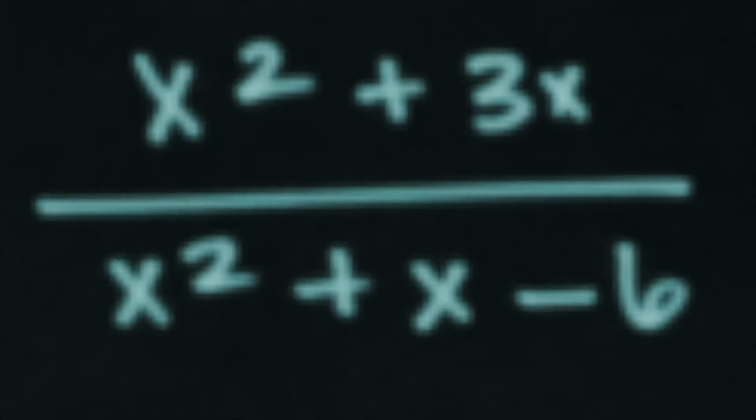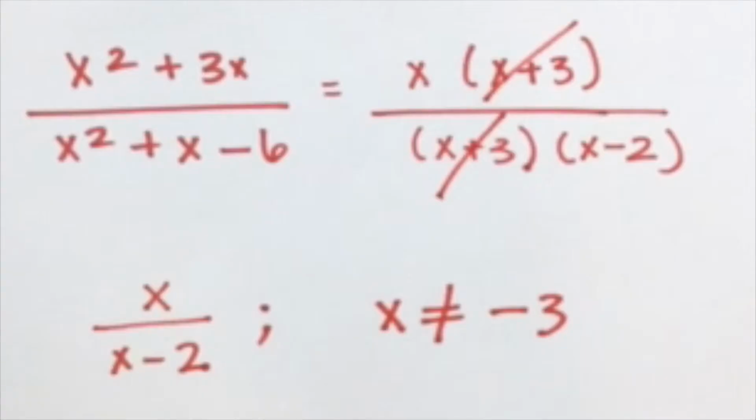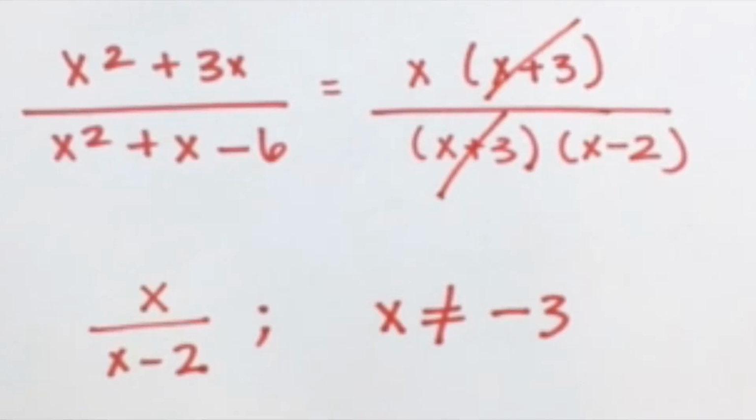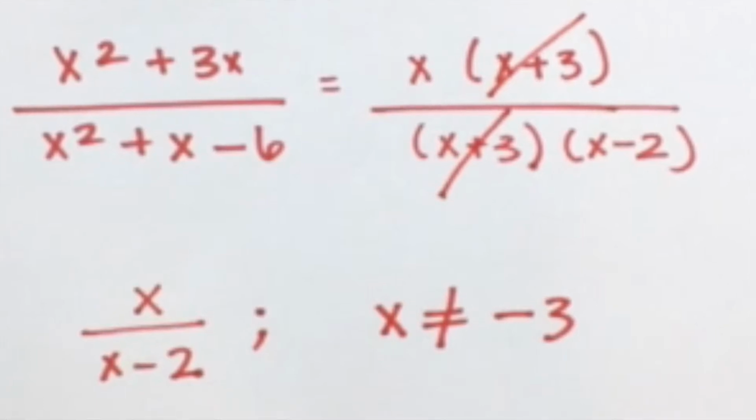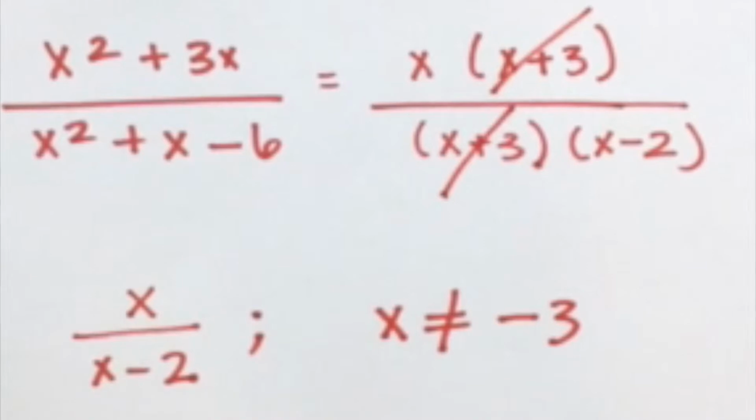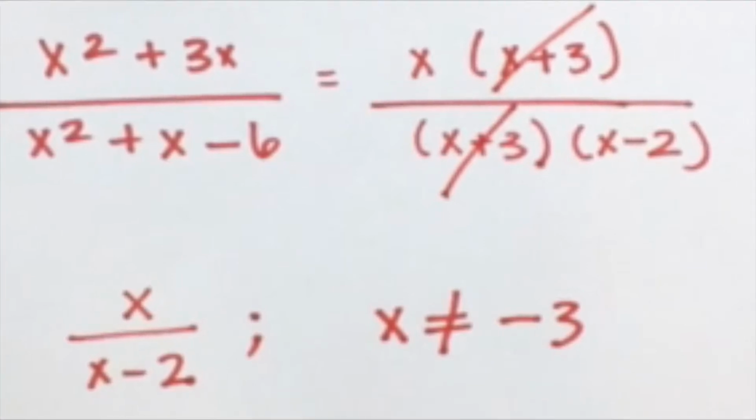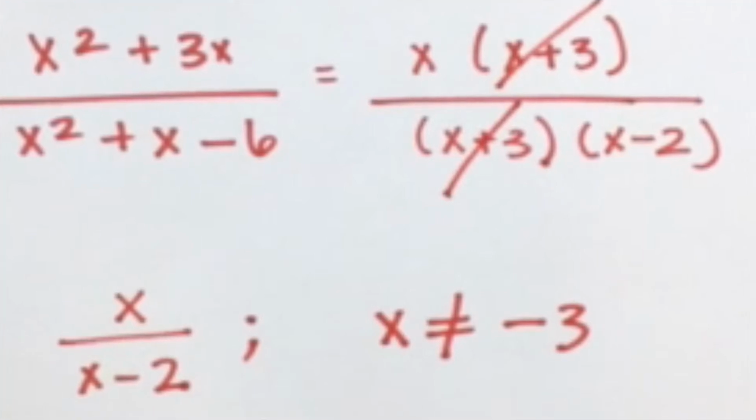x squared plus 3x over x squared plus x minus 6. The numerator is going to come out to be x times (x plus 3), and the denominator is (x plus 3) times (x minus 2). So we get x over x minus 2, and x cannot equal negative 3.